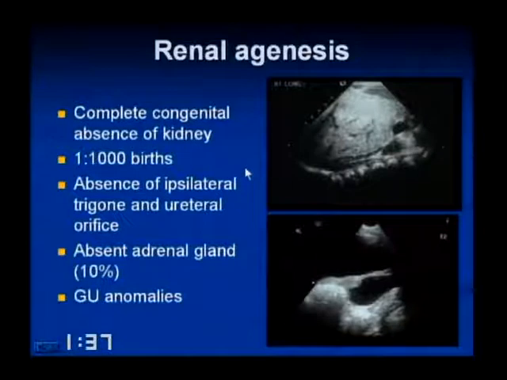And if you remember, this can be associated with GU anomalies. In boys, you can have seminal vesicle cysts. You can have absence of the ipsilateral seminal vesicle. You can also have absence of the vas deferens. In girls, Mullerian anomalies occur. And so what we look for are obstructed vagina, duplication of the vagina.